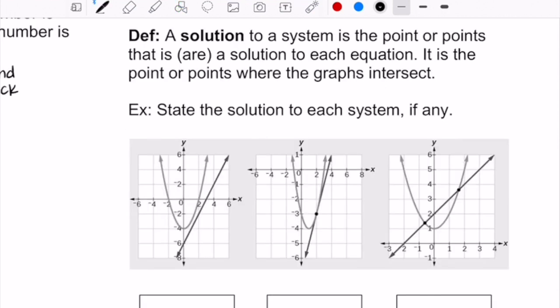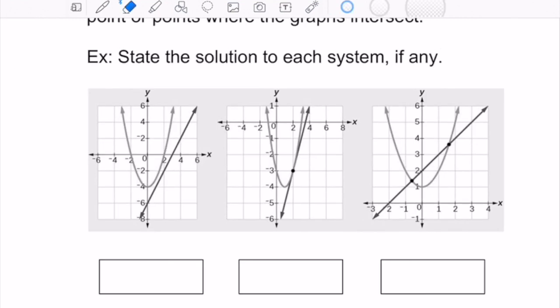All right, this next example reminds you that the solution to a system is the point or points where the lines cross. In this example, you have a line and you have a curve. This is an example of a nonlinear system where there's just one line and then the other equation, in this case, is a parabola. You're asked to state the solution to the system, if any. In the first example, the parabola and the line never cross. So here we would say that they have no solution.